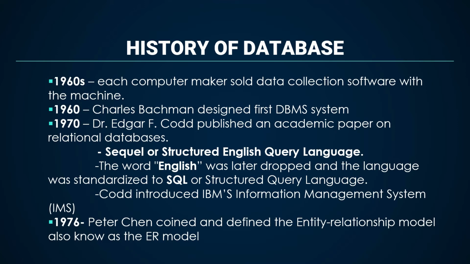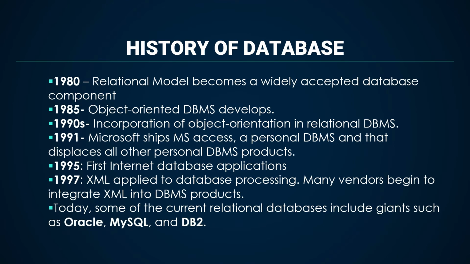In 1976, Peter Chen coined and defined the entity relationship model, also known as the ER model. The ER model is used in database designing. In 1980, the relational model became a widely accepted database component. In 1985, object-oriented DBMS developed. In the 1990s, object orientation was incorporated in relational DBMS, and in 1991, Microsoft shipped MS Access, a personal DBMS that displaced all other personal DBMS products.